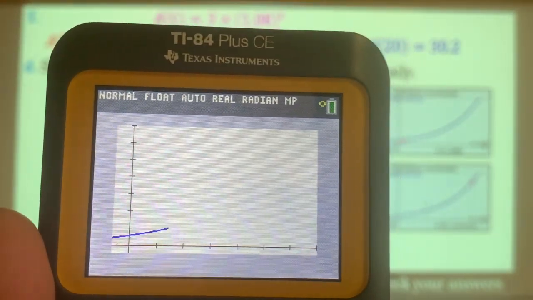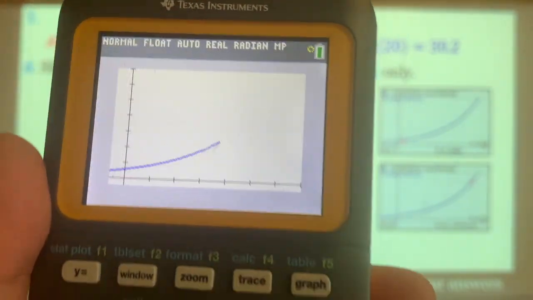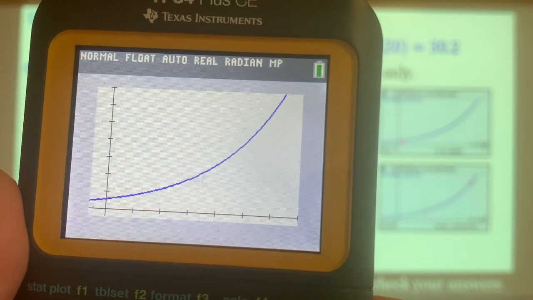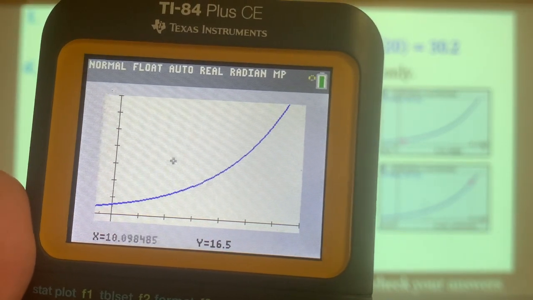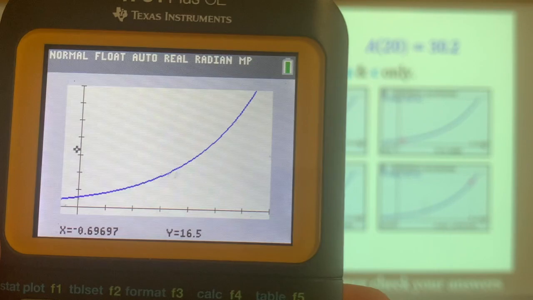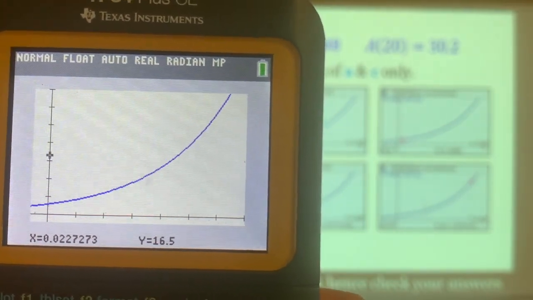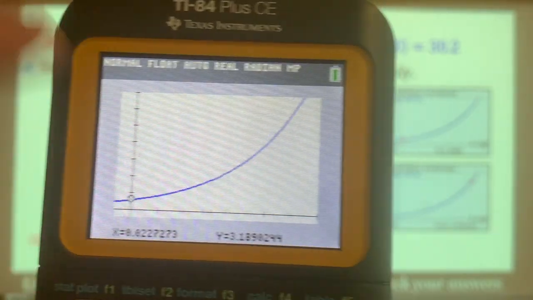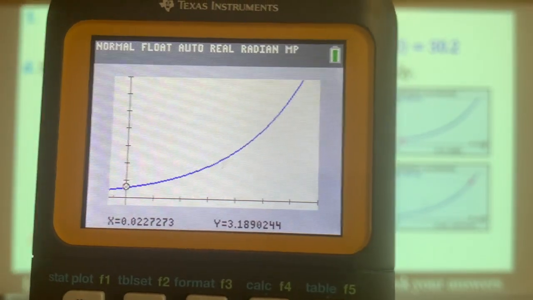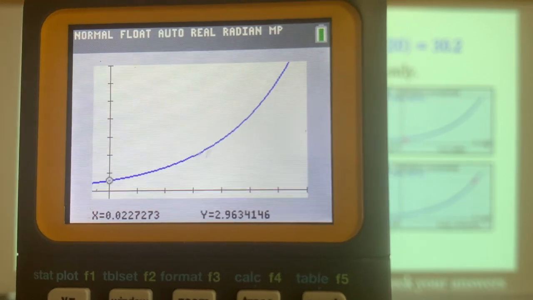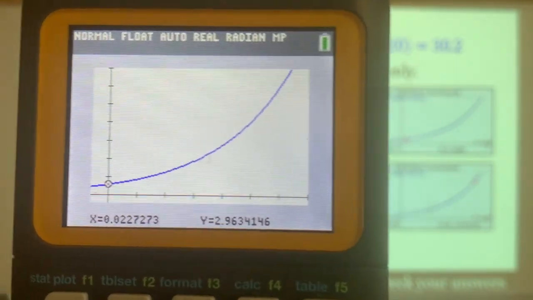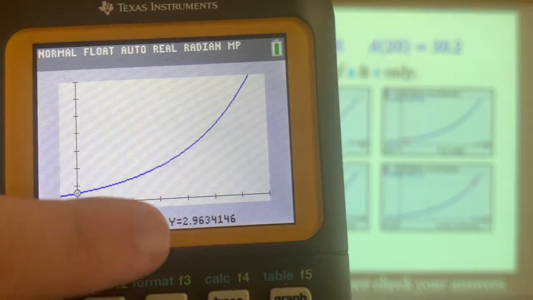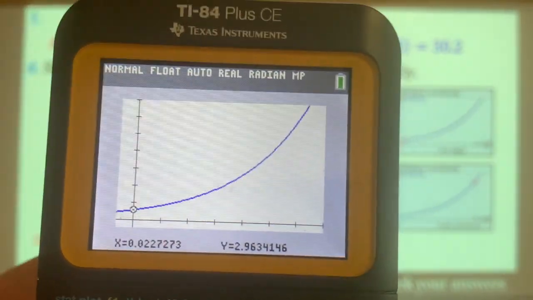So now I got a cool little graph here. The first thing is when t is 0. Where are you at? You could actually just move this over. See how x is 0 right here about? Go down. You're just going to estimate. On the graph, it says y equals about 3.2. So that's about right, right? Move it down a little bit. X is 0. On the graph, it's about 3.